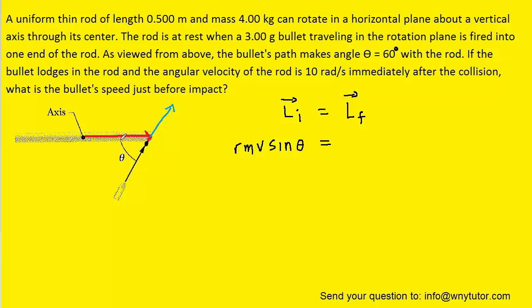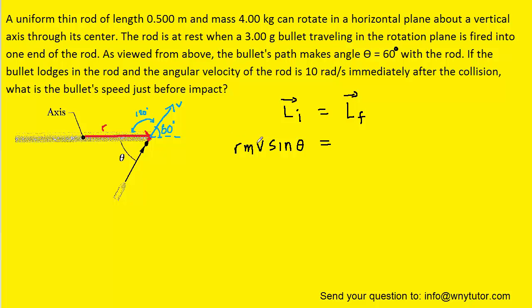Since this angle is given as 60 degrees, we know that this angle right here is also 60 degrees, making this angle here 120 degrees. So we can see from this drawing that the angle between the velocity and the position vector is going to be 120 degrees. That's what we'll be substituting in for the theta of the equation.